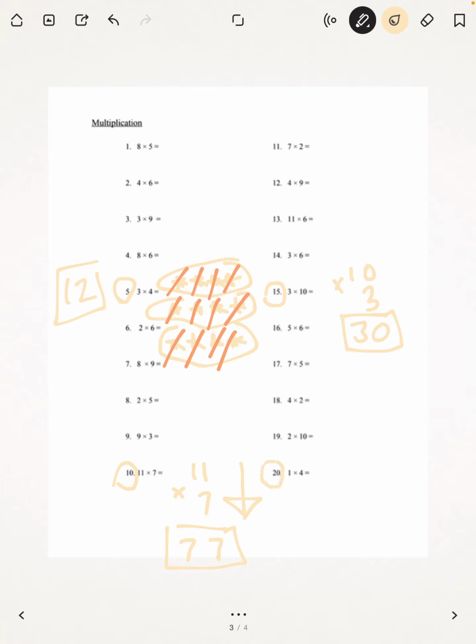And the last problem is number 20. 1 times any number is that number you're multiplying. So for example, in number 20, we have 1 times 4. We're multiplying 1 with the number 4, so our answer is going to be 4.